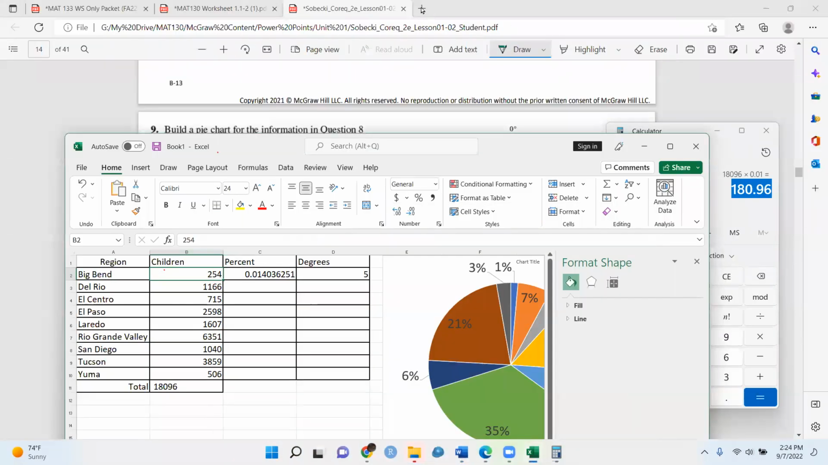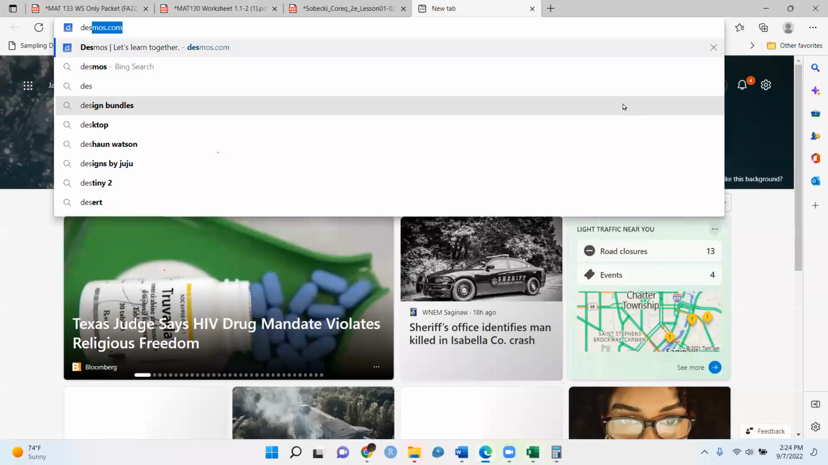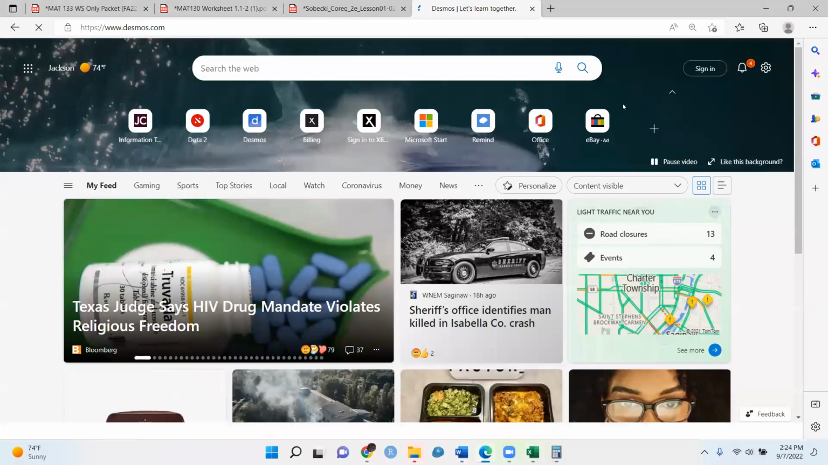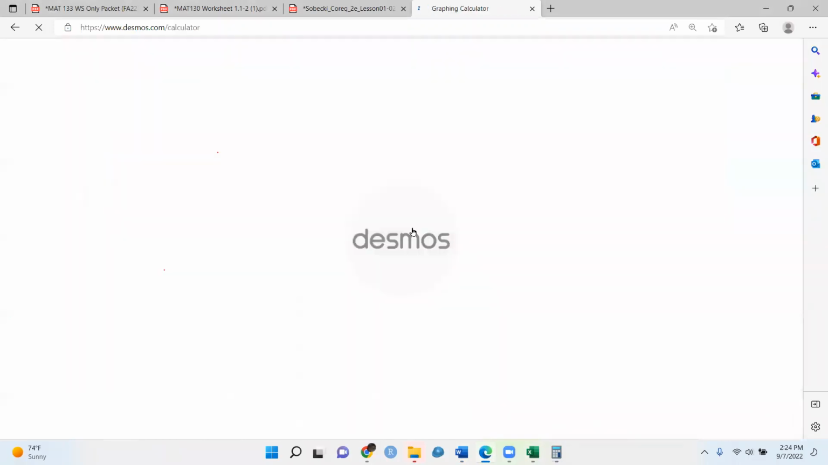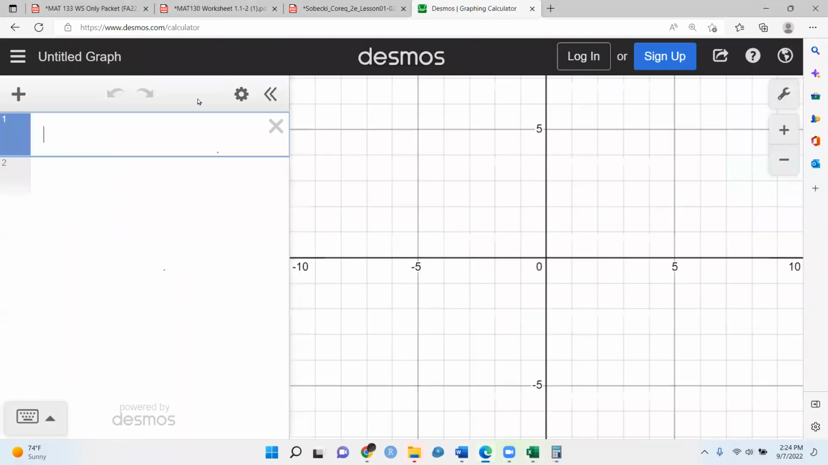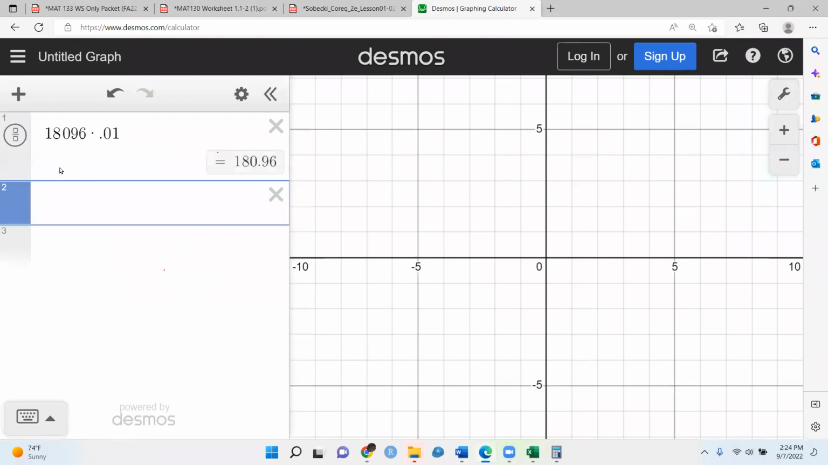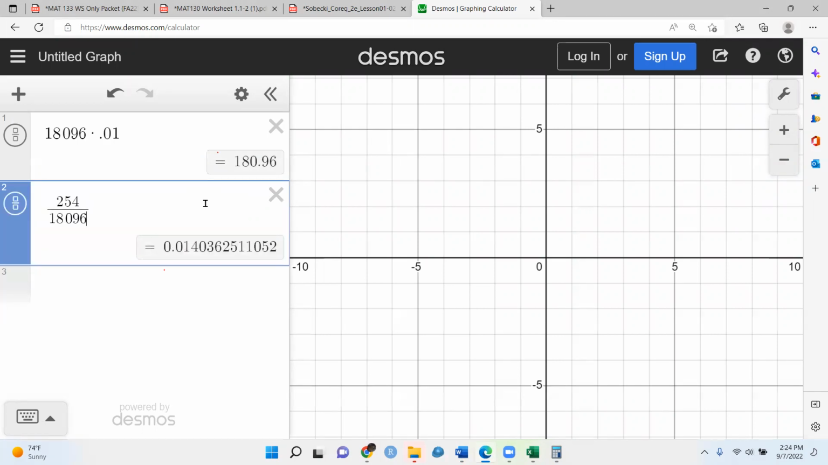There might be a better way to help you all see this. So there were 18,096 times 0.01. So there's 1% of 18,096. And then 18,096 times, what was it? Then we did 254 divided by 18,096, and we got this. And so then if we did that times 18,096, we get the 254, right?